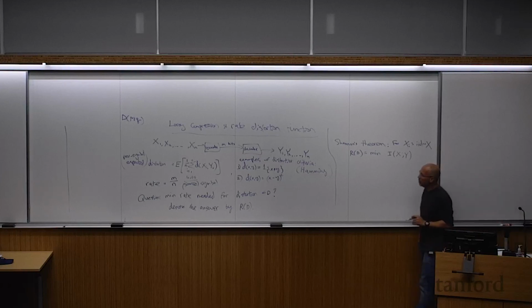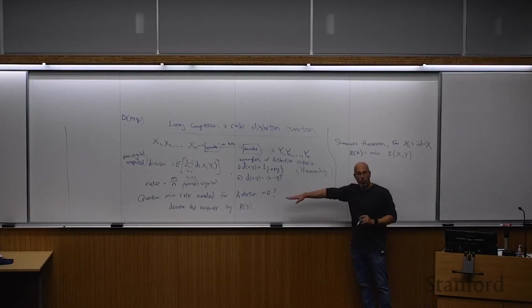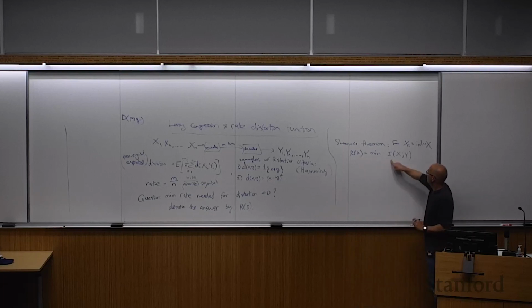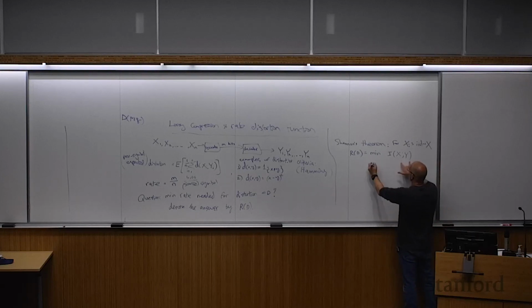Then, what's the minimum rate that you need if you're allowing distortion up to D? It's the minimum mutual information between this generic x that represents the distribution of your source components and a generic reconstruction variable y, minimized over all joint distributions on xy such that the expected distortion between xy is no more than D.